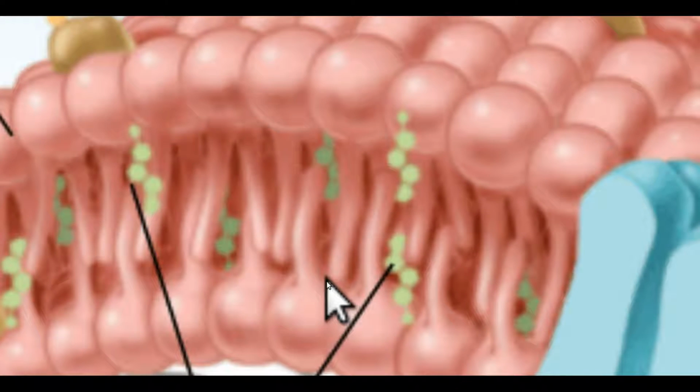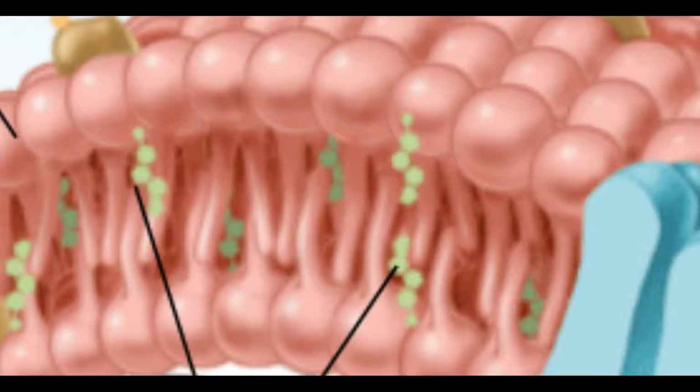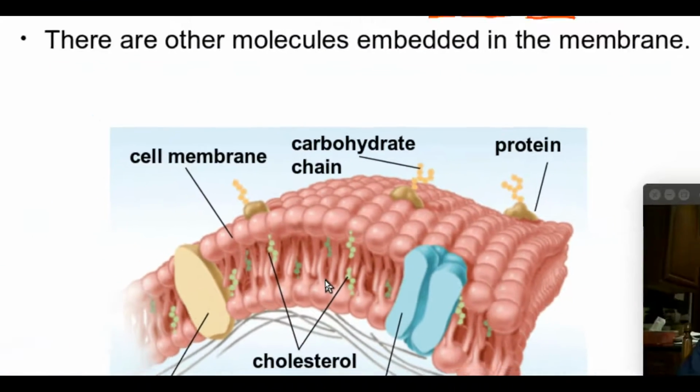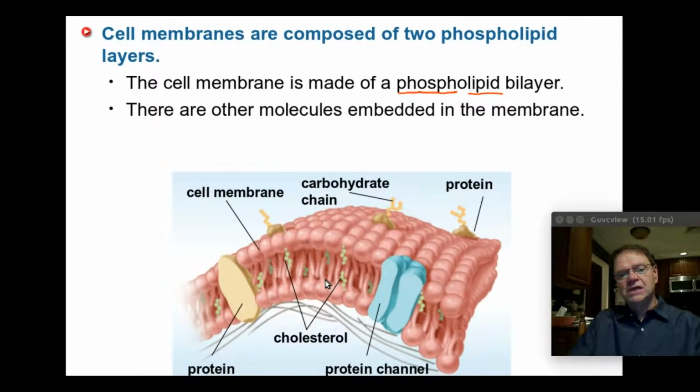bilayer is going to arrange itself so that all the tails are facing the inside of the layer, and those that are more what we call hydrophilic, or water-loving, are going to be directed toward the outside and the inside of the cell that you see here.